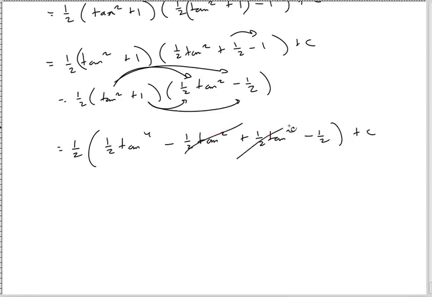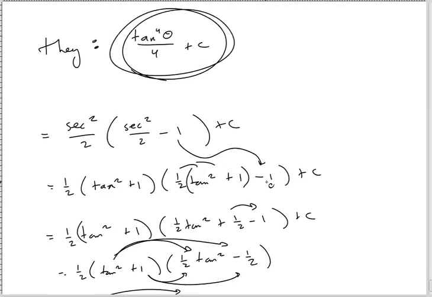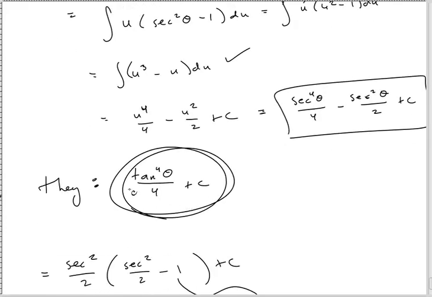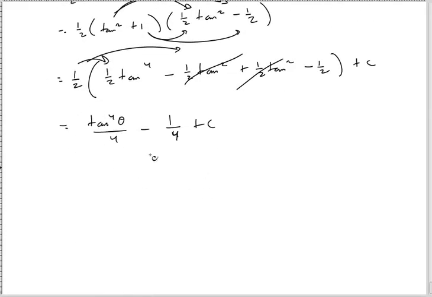Well, those guys go away. That's nice. Let's go ahead and factor that back in. Foil factor? I don't know. Anyways, so we got tangent to the 4th theta over 4 minus 1/4 plus c. Remember how our answer was supposed to be, right? This guy? So we're off by a little bit. That guy's not supposed to be there.